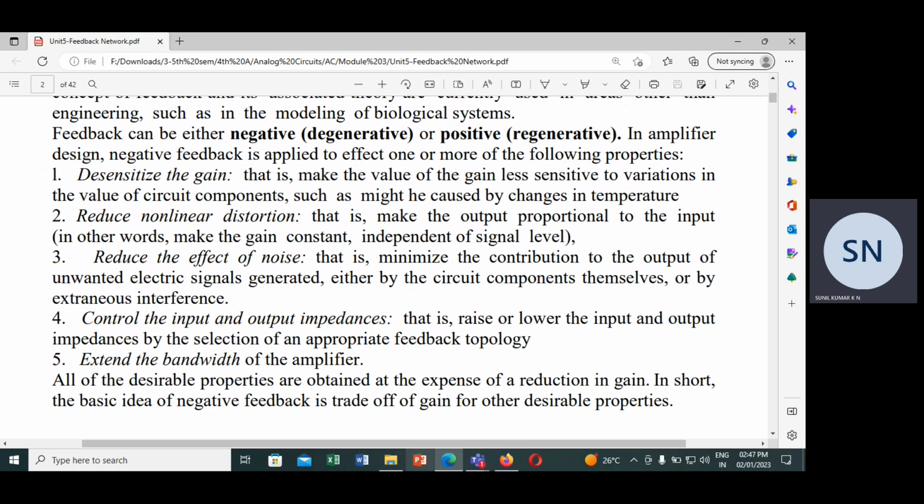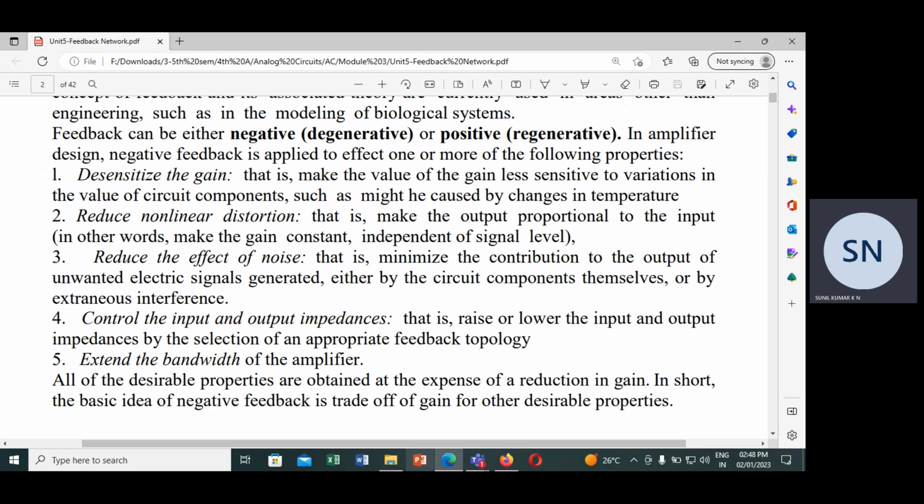There are two ways in which feedback can be connected. One is positive feedback and another one is negative feedback. Positive feedback is nothing but regenerative. Negative feedback is called degenerative. So how the feedback network is connected, as positive or negative, I have told.